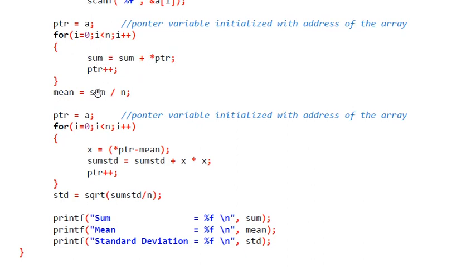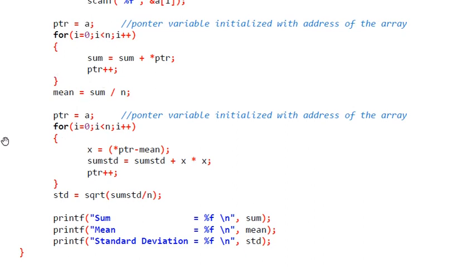So since sum is available, mean is calculated as mean is equal to sum divided by n. That is the sum divided by n, and that gets the mean value. Okay, mean value or average value, sum divided by number of elements. So this part is done.